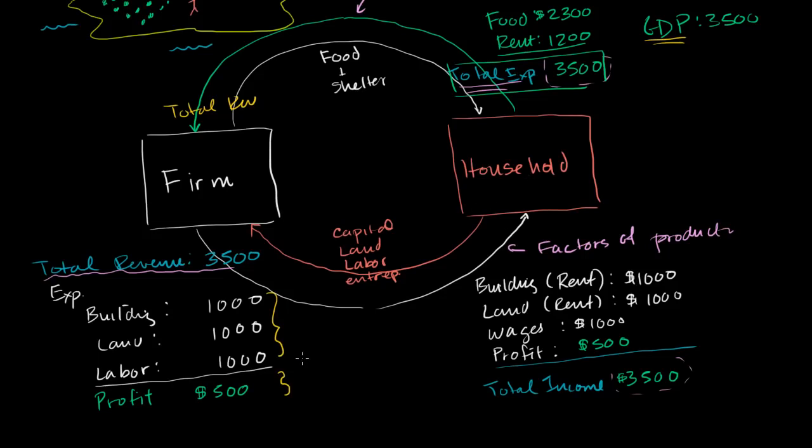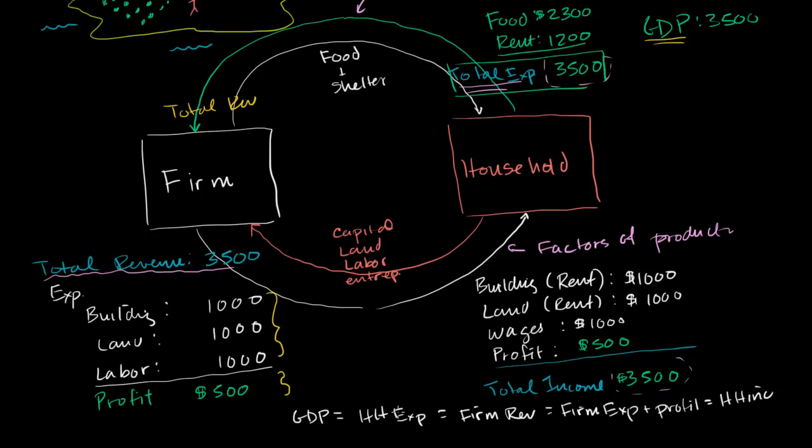And so let me write this down. The way we looked at it in the last video, that very simple example, GDP was equal to household expenditures, which was equal to firm revenues, which was equal to firm expenses plus profit, which is equal to household income. Household income, I'll just write Inc. for income. And of course, household income, at least in this case right over here, ended up being equal to household expenses.